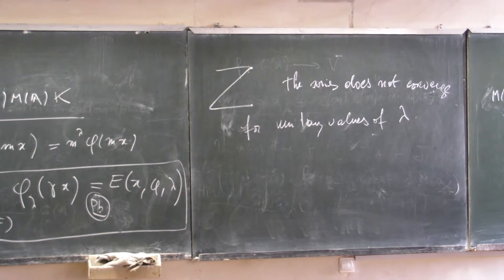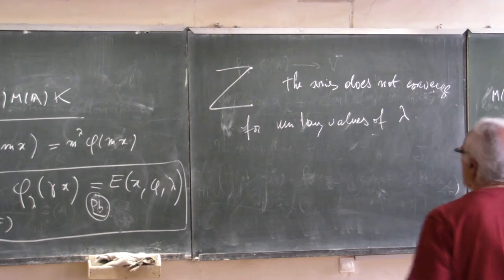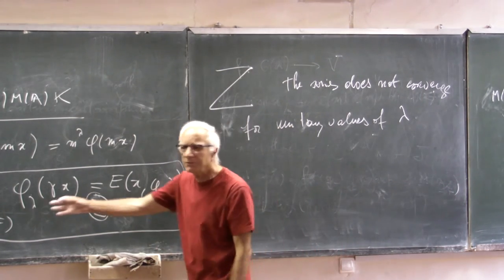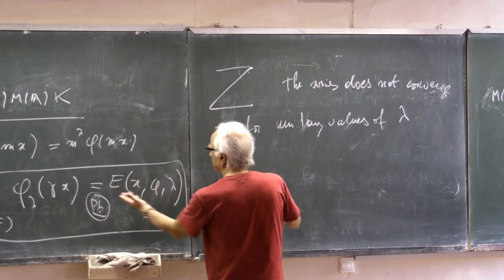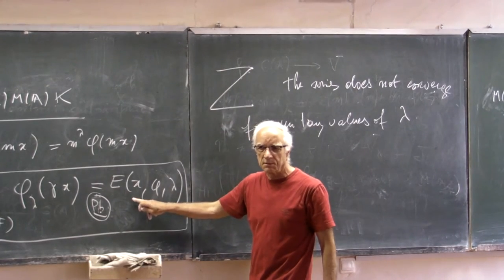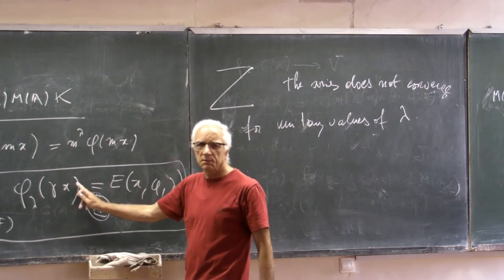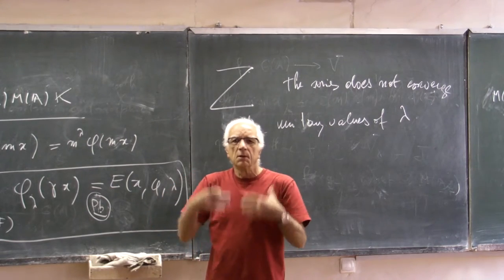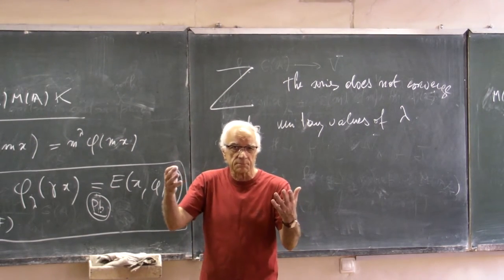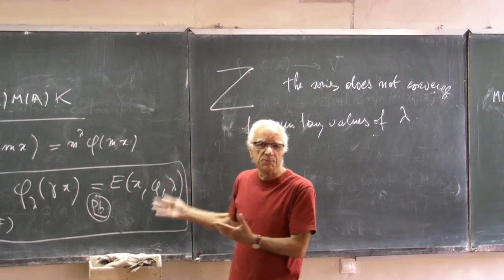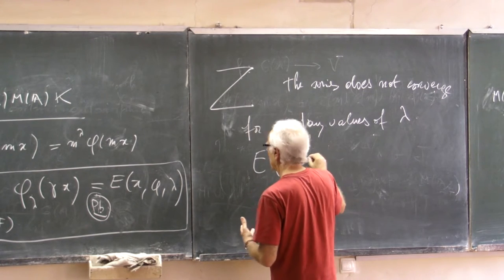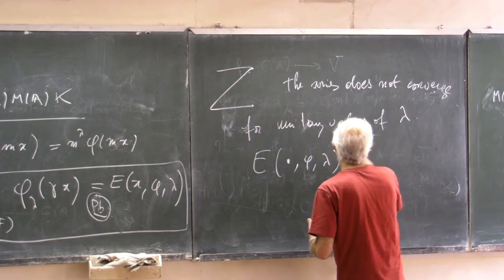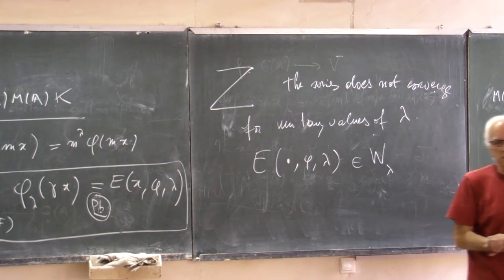The Eisenstein series belong to W lambda. Yes, it's a vector. If the series was convergent, assume it's convergent, then the right regular representation gives you a realization of the induced representation. So E of phi lambda should be an element of W lambda.